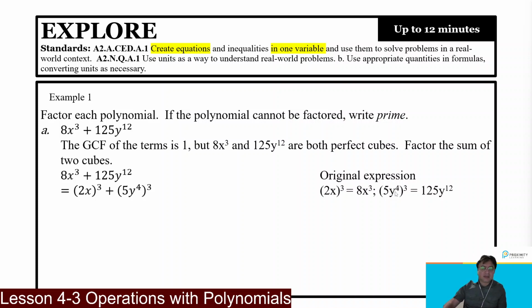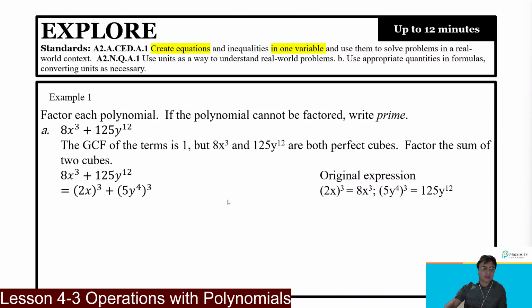At the same time, to get y raised to 12, we can multiply. We can have a y raised to 4 inside with the 5, and when we raise a power to a power, we multiply the powers, so we get y raised to 4 raised to 3, which is the same as y raised to 4 times 3, which is y raised to 12. So we can rewrite this as a sum of two cubes, which is 2x cubed plus 5y^4 cubed.